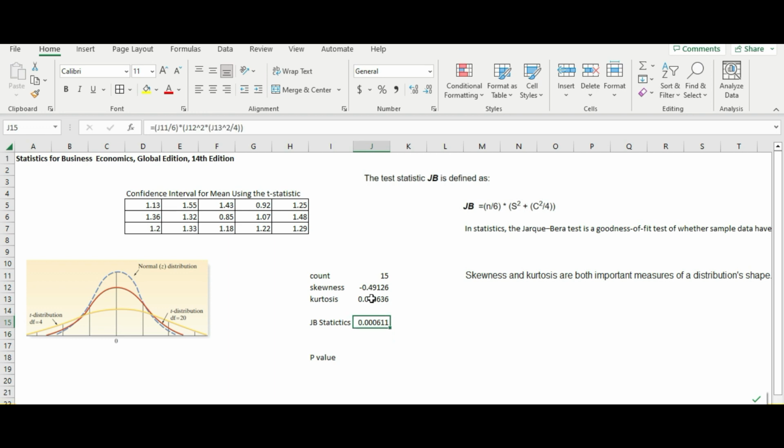So now, over 4, C squared. I think we got the correct answer. The JB is 12. So now we will compute the p-value. Sorry, following the formula here, this is not a multiplication.